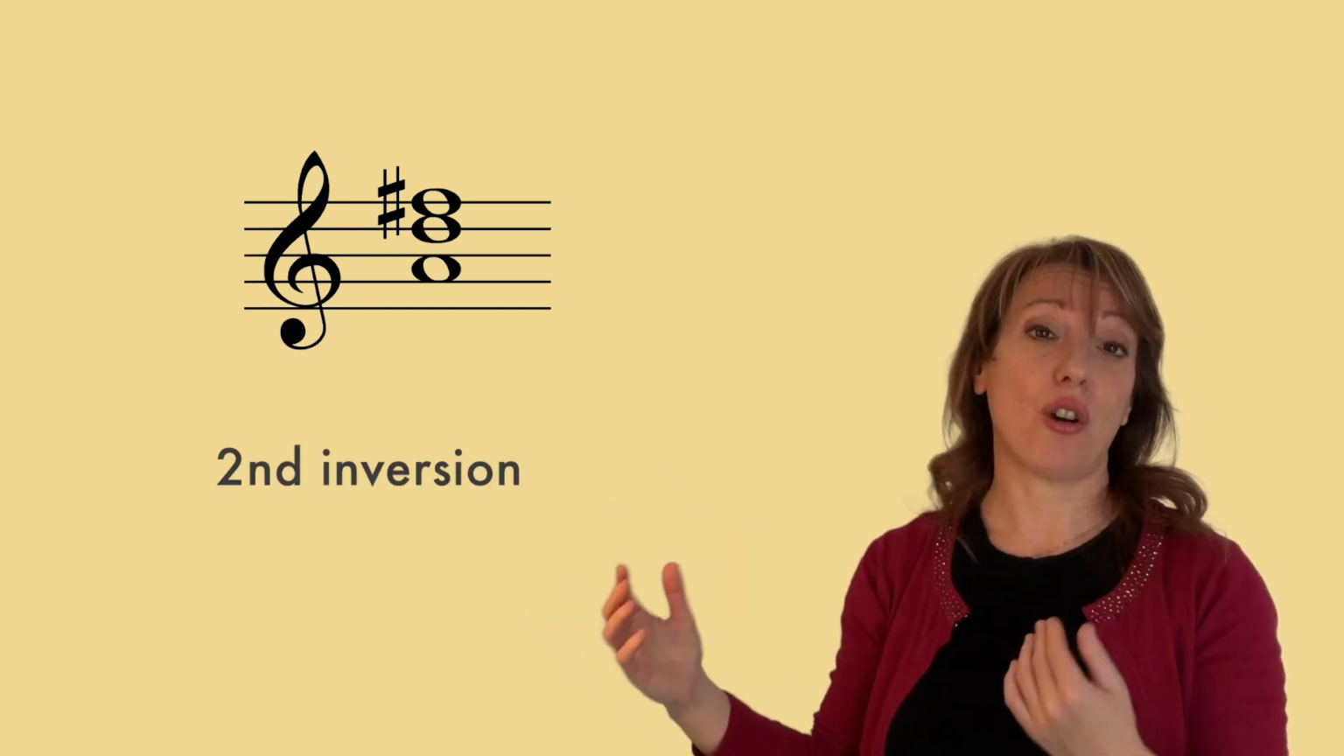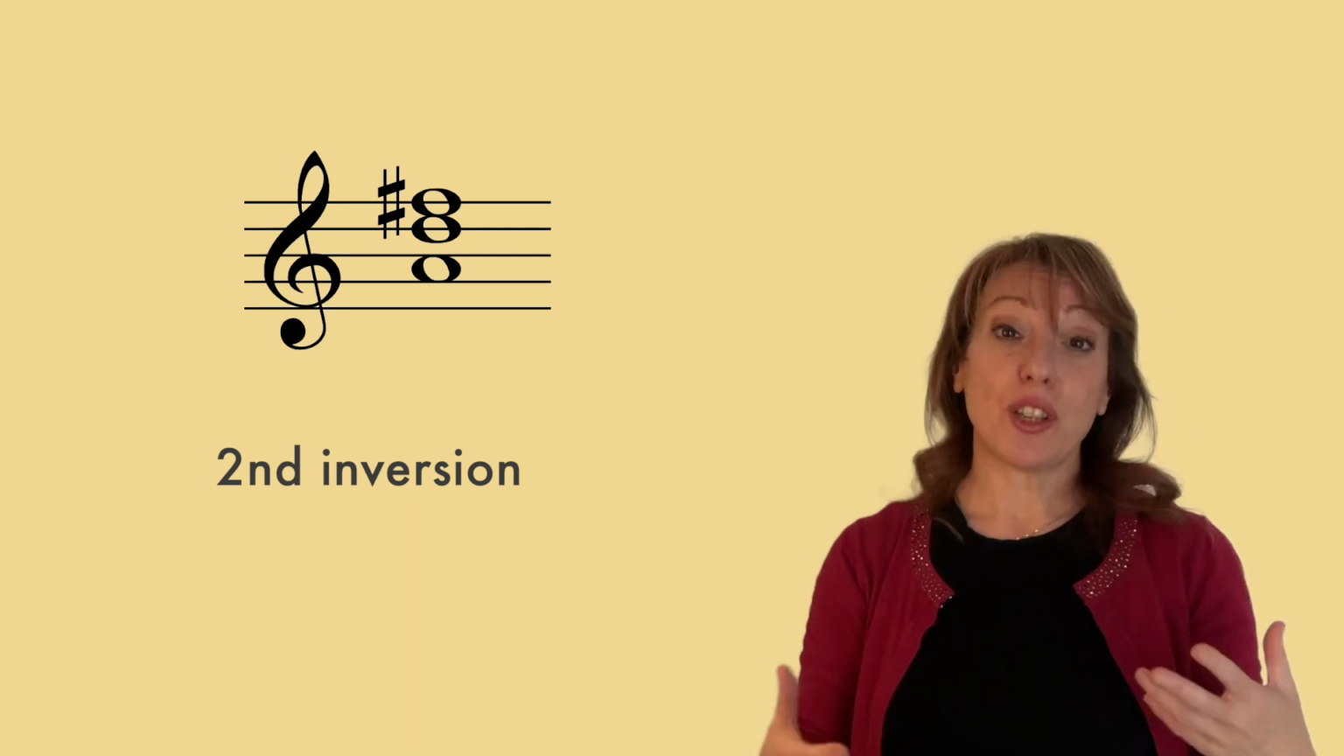So in this case, we have D as the bottom note. If we would have F sharp at the bottom, that would be D major first inversion, so B. But in this case, we have A at the bottom. So it's the second inversion of D major.